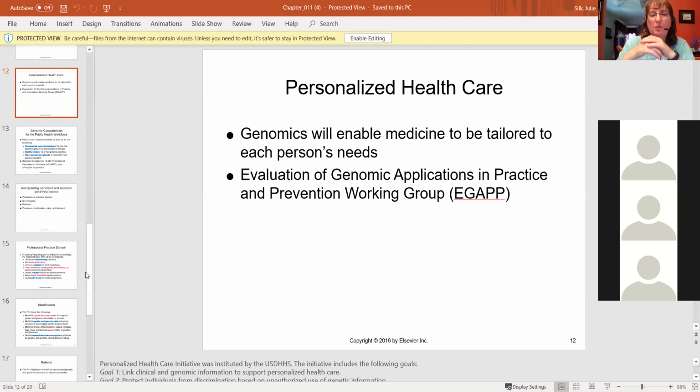So the slide talks about evaluation of genomic applications in practice and prevention working groups. This supports the development of a systematic process for assessing the available evidence regarding the validity and utility of rapidly emerging genetic tests for clinical practice. It reviews the CDC-commissioned evidence reports and other contextual factors, and it highlights critical knowledge gaps. It provides guidance on appropriate use of genetic tests in specific clinical scenarios.